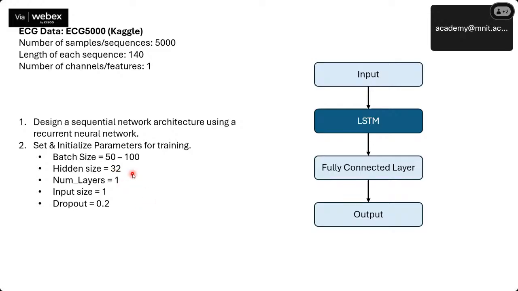So you can tune them, but for this example, you can take a hidden size of 32 or 16. It is doable. One layer is sufficient, and the input size is basically the channel information. Channel information is one, so we would consider one. Dropout you can vary between 0.2 and 0.5. Usually for a big data set, if there are too many learning parameters, we consider taking 0.5, and if there are too few training parameters, we can consider 0.2 or 0.1.